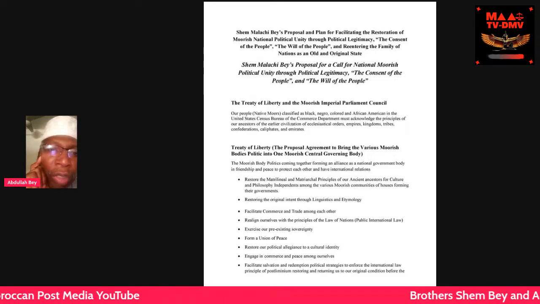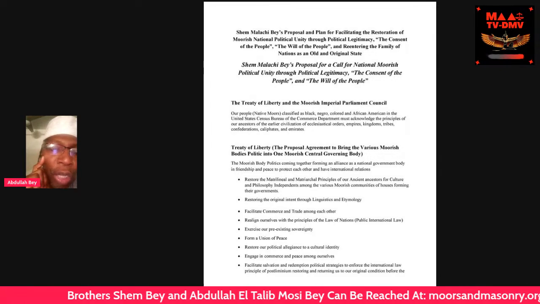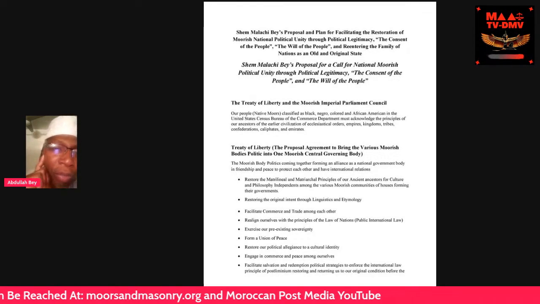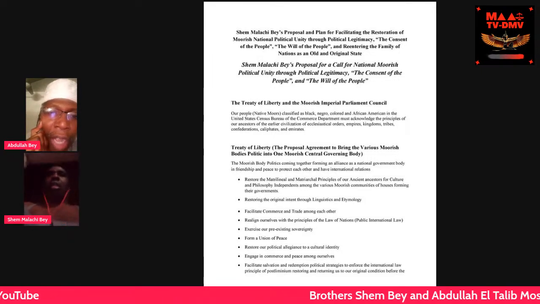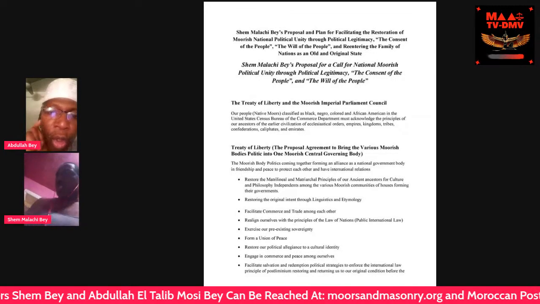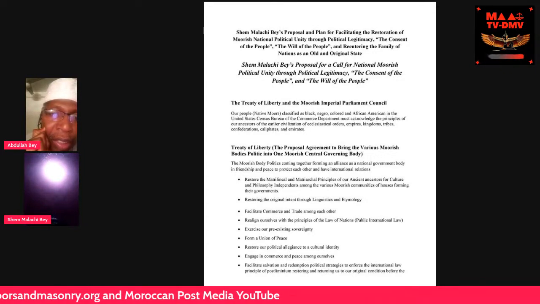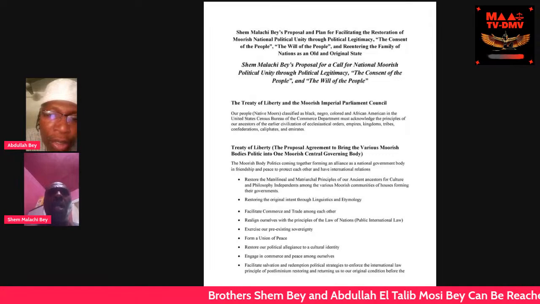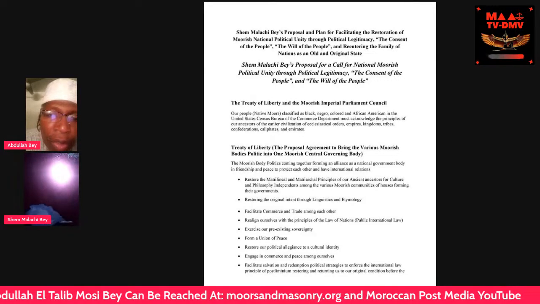Restore the matrilineal and matriarchal principles of our ancient ancestors for culture and philosophy independence among the various Moorish communities of houses forming their governments, restoring the original intent through linguistics and etymology, facilitate commerce and trade among each other, realign ourselves with the principles of the law of nations, public international law, exercise our pre-existing sovereignty, form a union of peace, restore our political allegiance to a cultural identity, engage in commerce and peace.